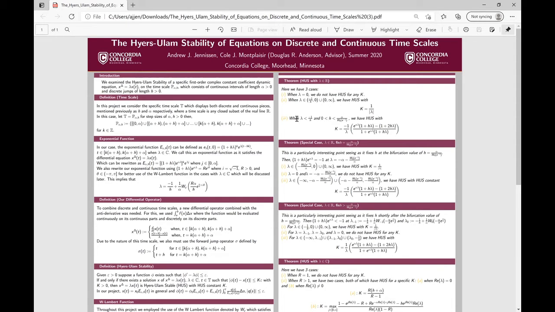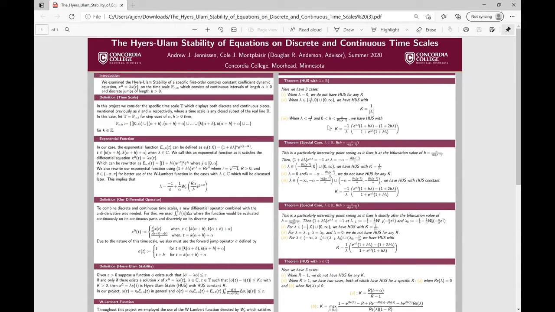And then in a third case, we observe lambda less than -1 over our step value, and we have 0 < h < alpha over the W Lambert function of e to the -1. We do have Hyers-Ulam stability with k equal to -1 over lambda times this big fraction here, which is e to the alpha lambda times (1 + h lambda - 1 + 2h lambda) over (1 + e to the alpha lambda times (1 + h lambda)).